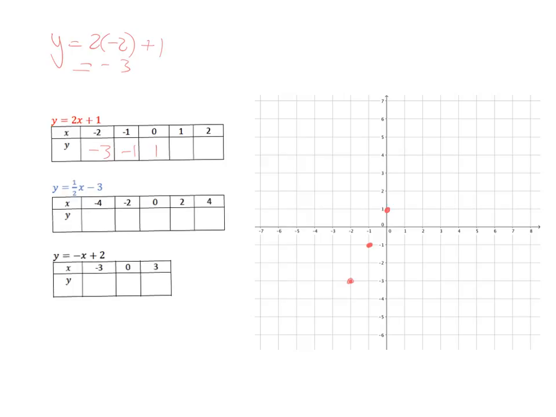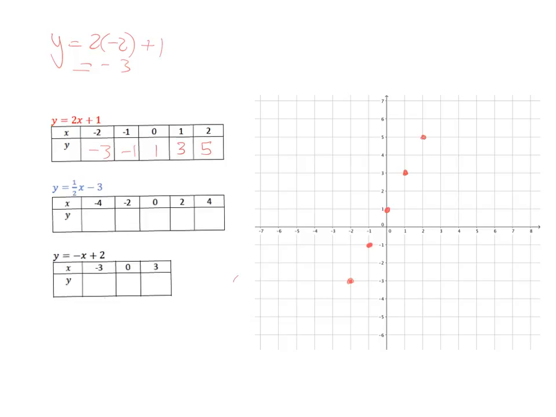Then when x is 1, we're going to have 2 times 1, which is 2, plus 1, which is 3. And so we can plot when x is 1, y is 3. And then for x is 2, you're going to have 2 times 2 is 4, plus 1 gives you 5. So when x is 2, y is equal to 5.